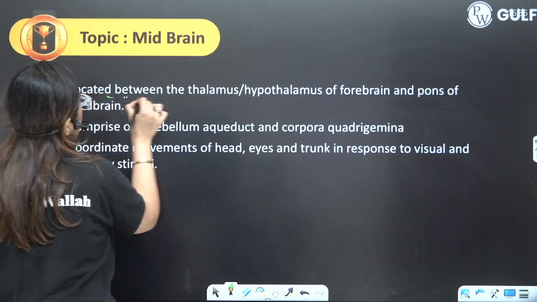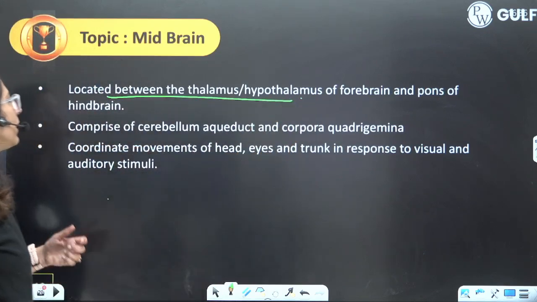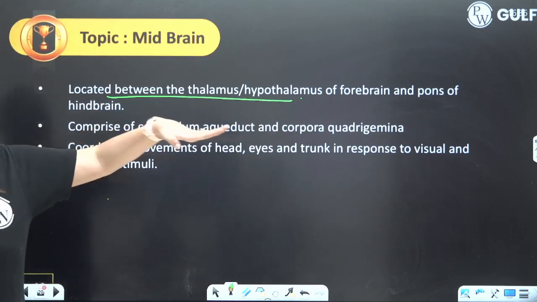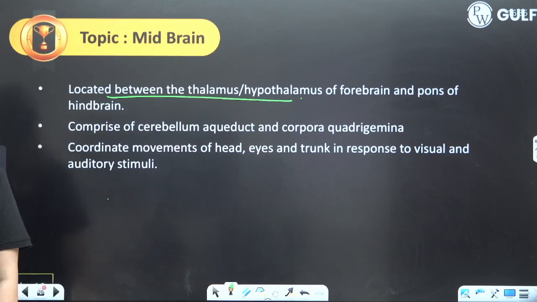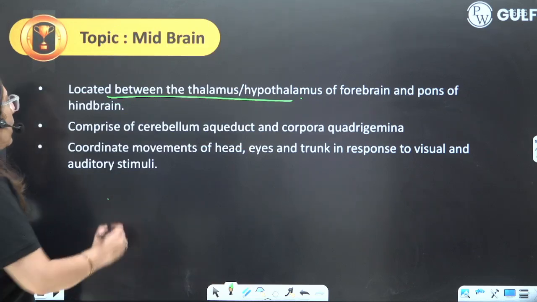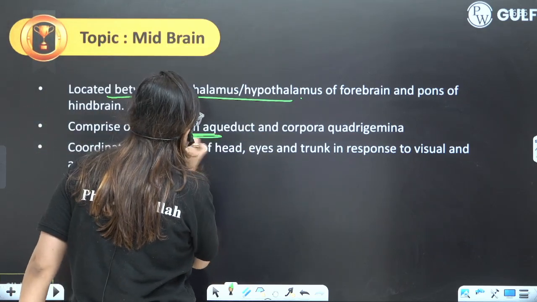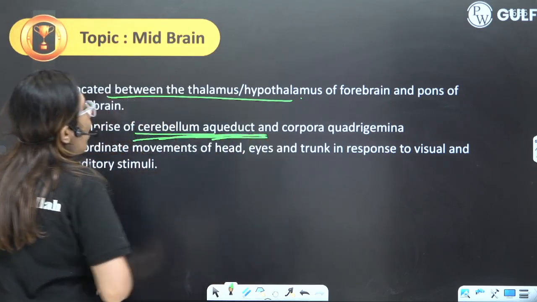Now the next one is midbrain. Midbrain is located between the thalamus and hypothalamus of forebrain and the pons of the hindbrain. First part of the hindbrain is pons and the last part is thalamus and hypothalamus. So in between them you will find the midbrain, comprised of the cerebral aqueduct and corpora quadrigemina.